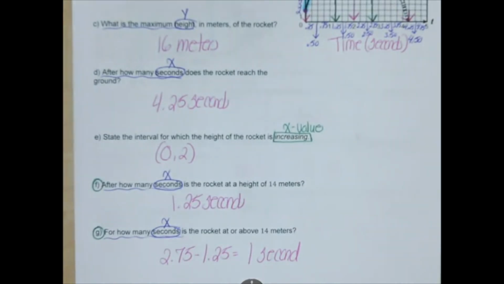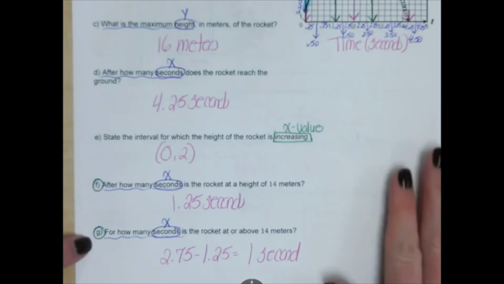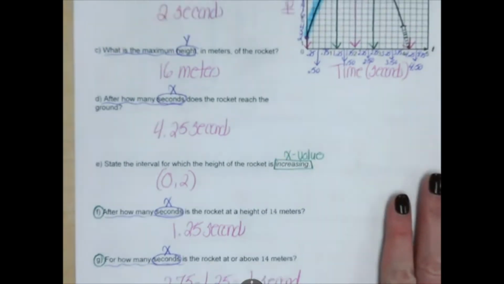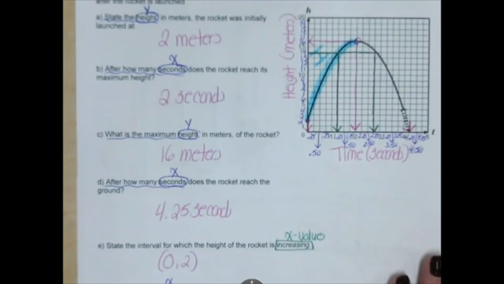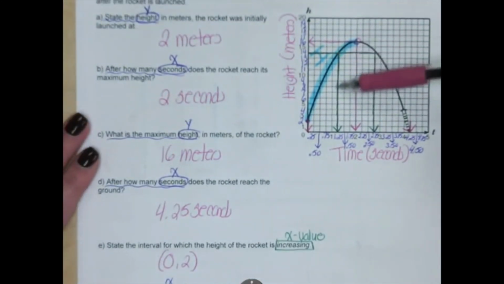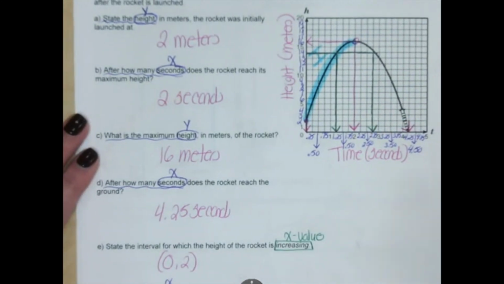Part E, again, it says increasing. You are only looking at the x values. You always use parentheses. And then F and G, I circled these in green just so when you guys are checking your work, you can see where I got those values from. So in green on the graph, this is where I highlighted out, and then again in green on the graph, this is where I highlighted out, just so you can see where those values came from.